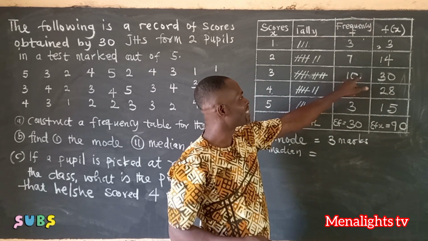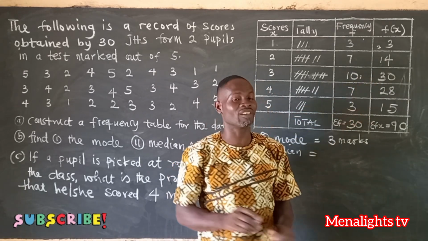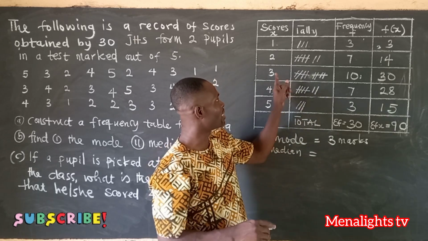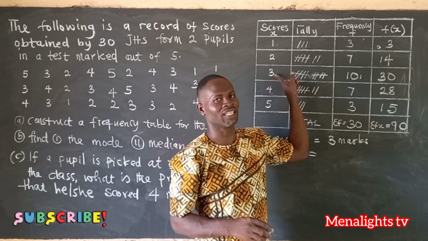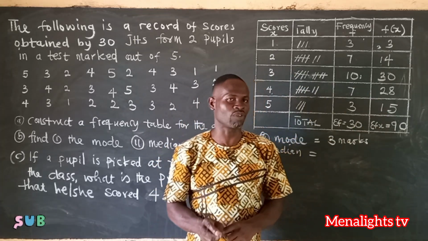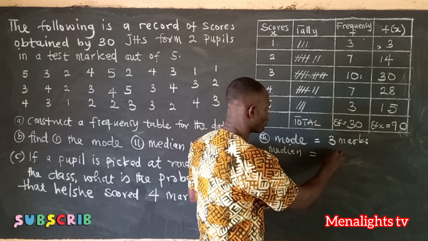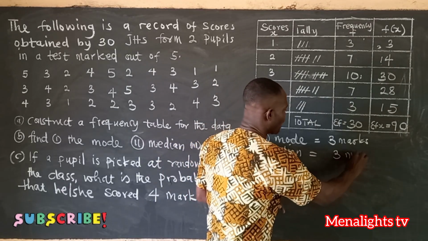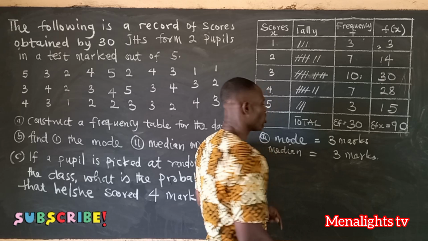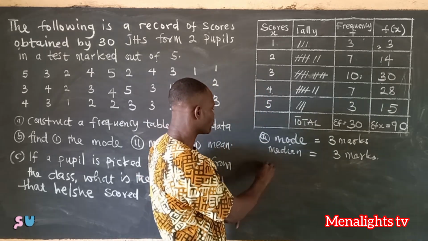And that means since both are landing on the same frequency, that means the number 3 is the median of all the scores that we have there. So the median is what? Is 3 marks, or the score 3. Then from there we come to the mean.